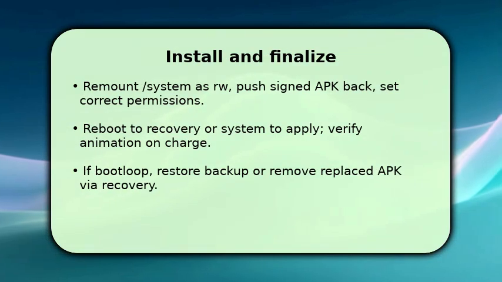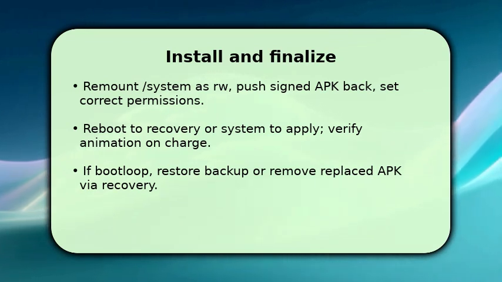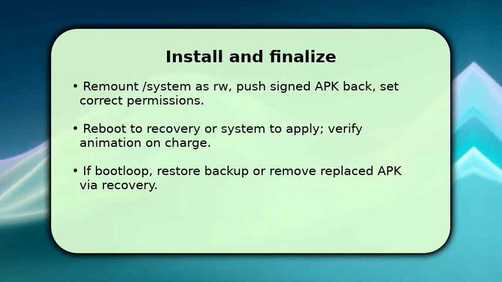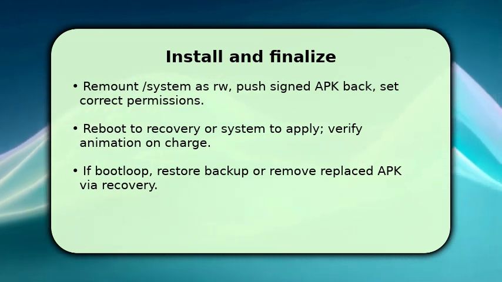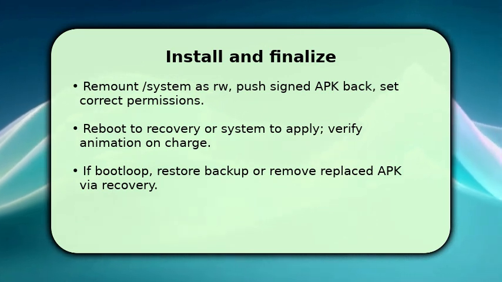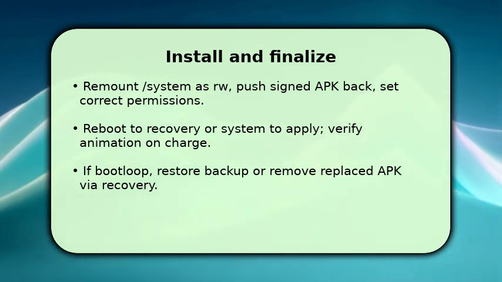You finish by remounting /system as read-write and pushing the signed APK back into place with adb or a file manager in TWRP. Then set ownership to root and permissions to 644. Reboot the phone and plug in the charger to confirm the animation changes.